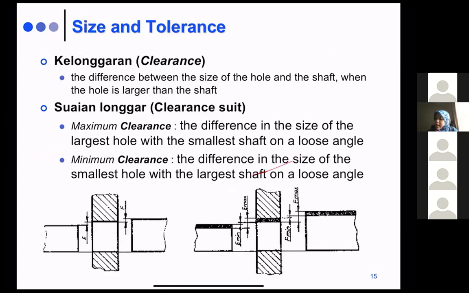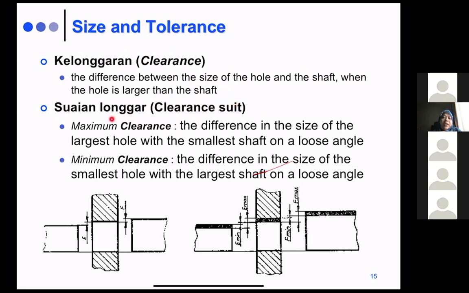So some of the properties, sifat-sifat, that we're looking at first is clearance atau kelonggaran. Okay, so clearance is the difference between the size of the hole and the shaft when the hole is larger than the shaft. That difference is called clearance. So kesesuaian longgar or clearance fit, that means the hole is much larger compared to the shaft.